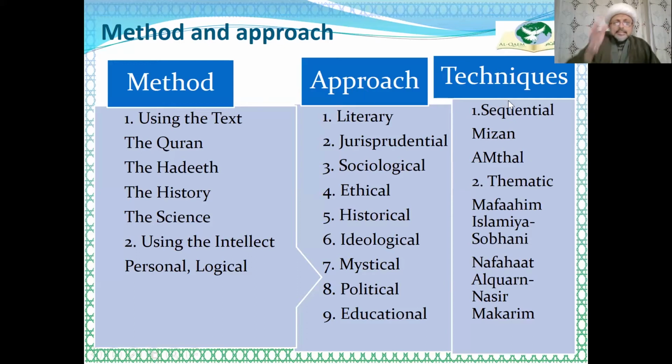So techniques: either we go through the Quran ayat by ayat in sequence, or we take a theme and look wherever that theme is available in the Quran and make an interaction with it. And then what are the methods? We can use only Quran by Quran, only hadith, only history, or we can use an integrated approach. We use all these methods together and get a nice integrated tafsir. Okay.